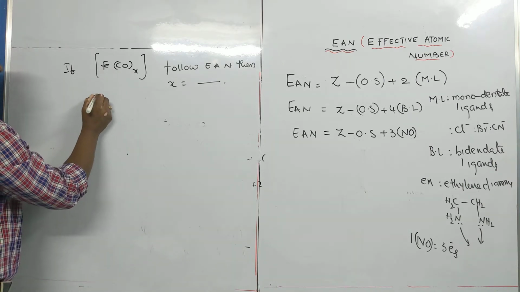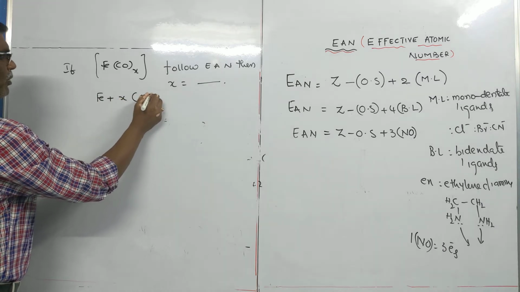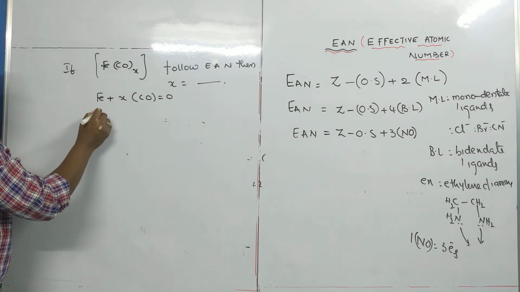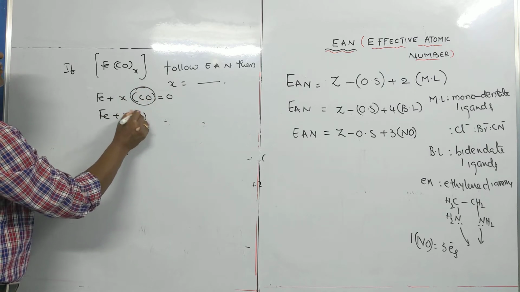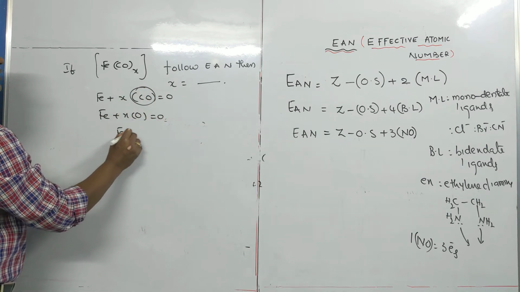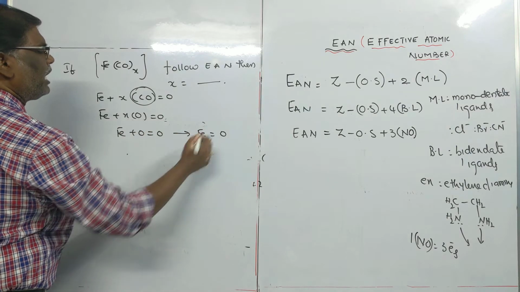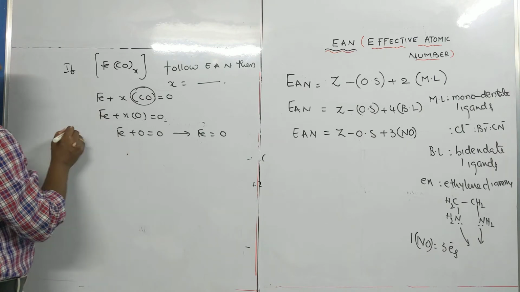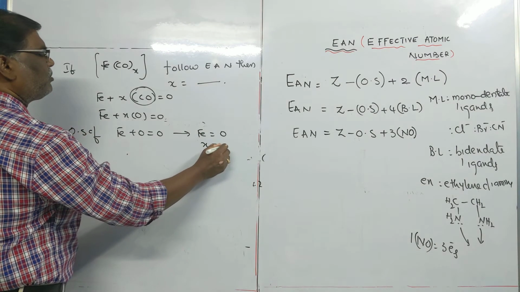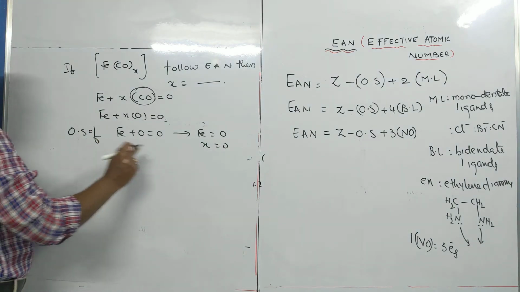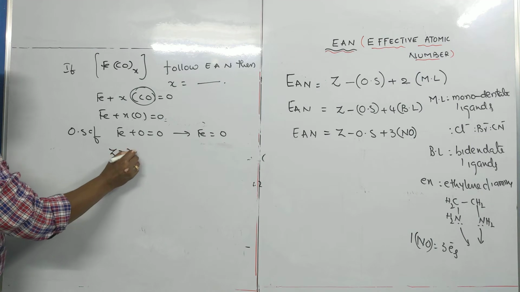First of all, you calculate the oxidation state. Iron plus x number of CO molecules. CO is the neutral one. Iron plus x into neutral ligand 0 is equal to 0. So the iron oxidation state I am getting is 0 in carbonyl compounds. Clear? Oxidation state of iron in this case is 0. What is the atomic number? 26.